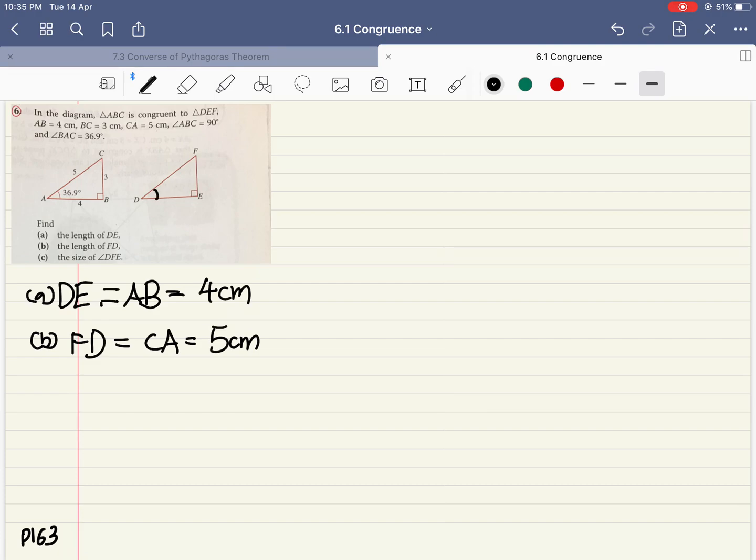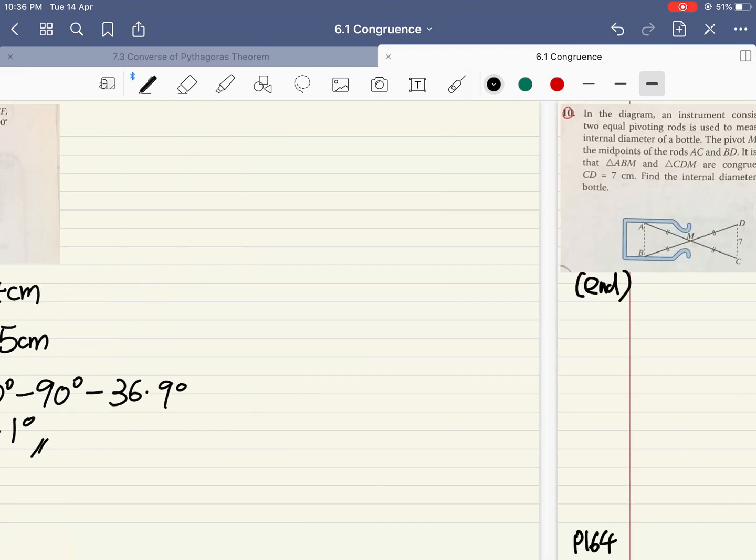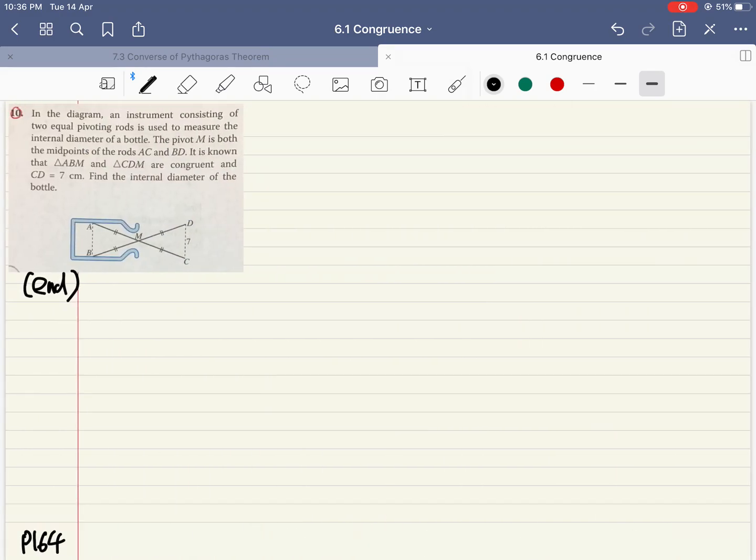Lastly, we want to find the angle DFE. I know that this angle here is 90, and this angle here is 36.9 degrees. Why? Because congruent triangles have the exact same angles. So to find angle DFE, we take 180 degrees minus 90 minus 36.9 degrees, this being the angle sum of a triangle. So what I get is 53.1 degrees.